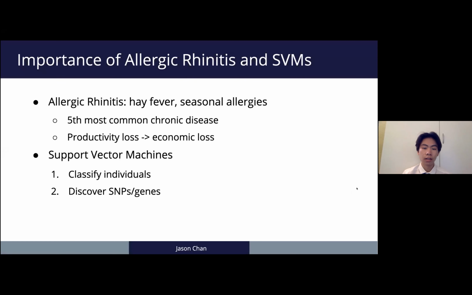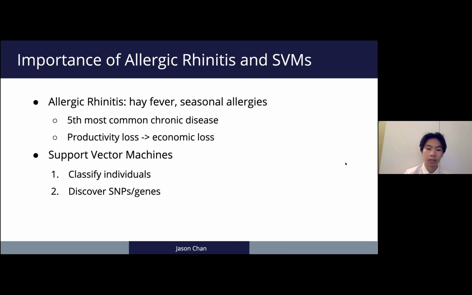So allergic rhinitis is also known as hay fever or seasonal allergies, and the symptoms are pretty similar to that of the common cold. Though this is kind of mild, it is very prevalent among the population as it's the fifth most common chronic disease in the US. This leads to a really large productivity loss, which leads to an economic loss. So it is a pretty big problem in the US.